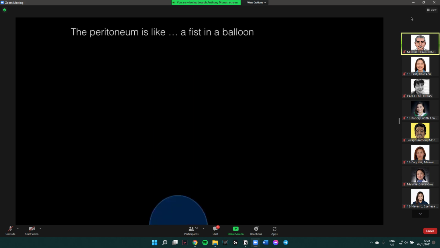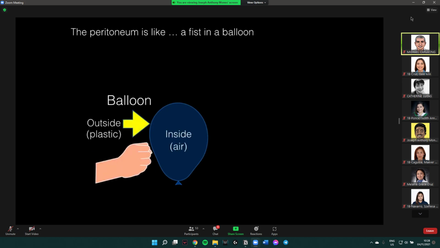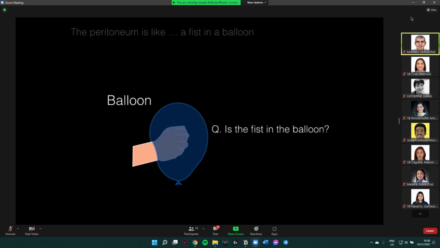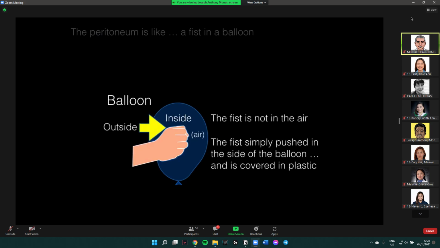Well, the peritoneum is like a fist in a balloon. So there's a balloon, and inside the balloon is air. And outside the balloon, or lining the balloon, is plastic. And there's a fist. Now watch. I'm going to ask a question. Is the fist in the balloon? And the answer is no. What the what? Because what happens now is we see that inside the balloon is air. But look, if we trace along the outside of the balloon and see the fist going inside, the fist is not in the air. The fist simply pushed in the side of the balloon and is covered in plastic.